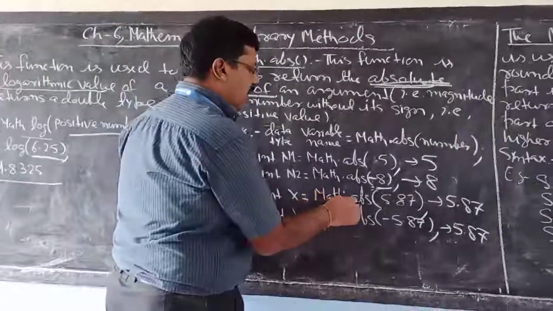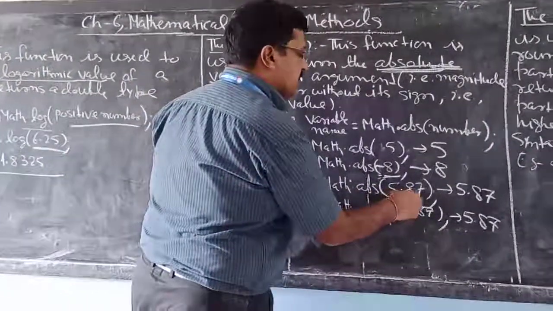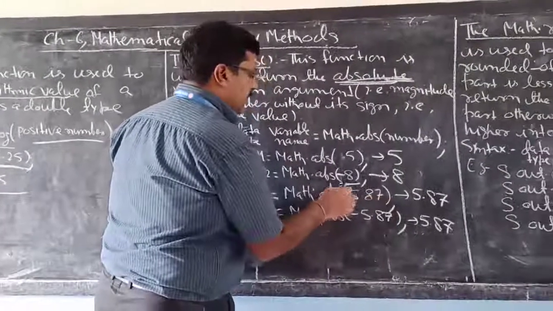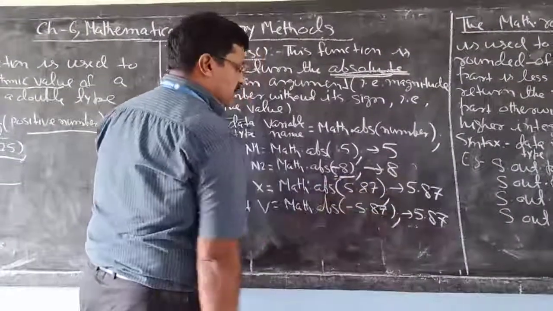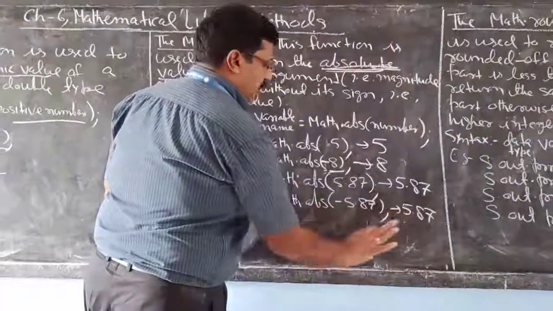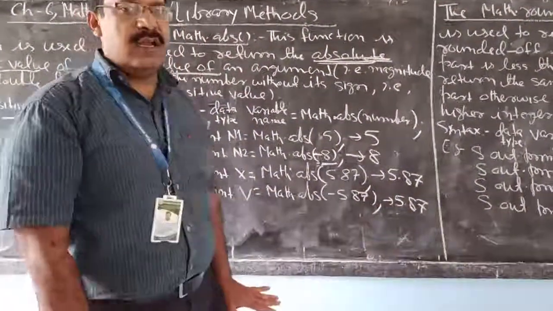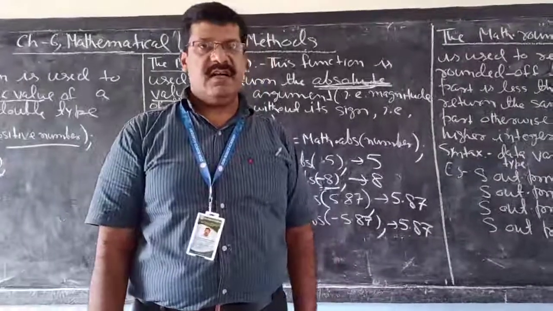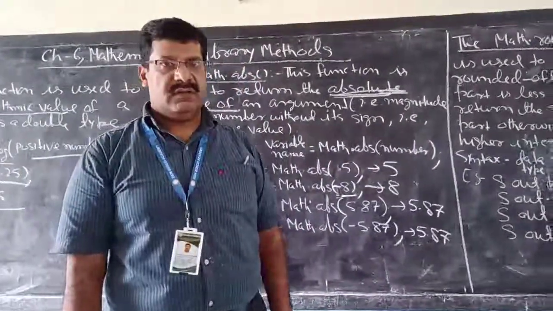Third case, math.abs 5.87. Whether it is positive or negative, output will be the same. Math.abs minus 5.87, output will be the same. That is, it ignores the sign and returns the same number. Okay?